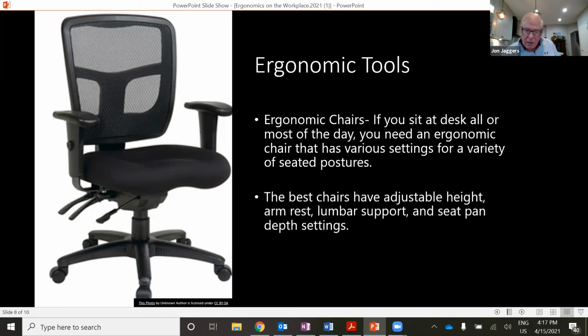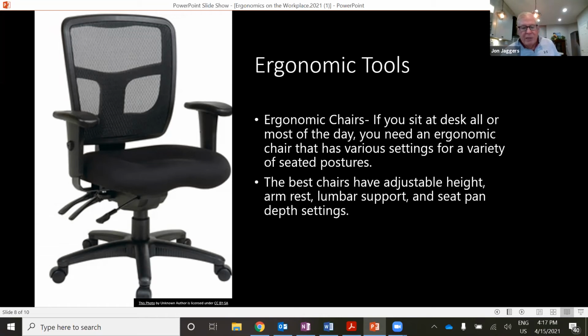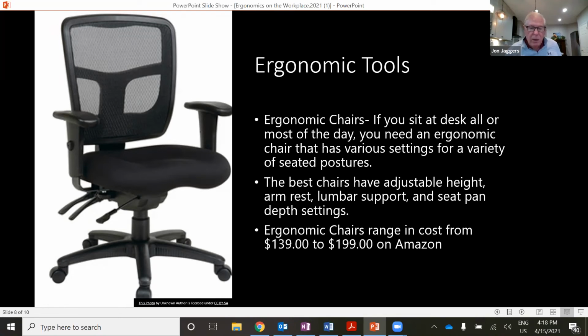Go ahead, Anna. The best chairs that you can find have adjustable height, adjustable armrests, some support of the back and the lumbar area, and what they call a seat pan, which is deep enough for you to sit comfortably. One more. Believe it or not, again on Amazon, you can buy a really good ergonomic chair, very similar to what you're looking at here, for $139 to $199. I'm not an Amazon advertisement person, but that's where I looked, and that's actually where I got my wife's chair.